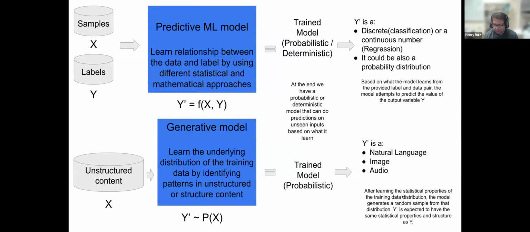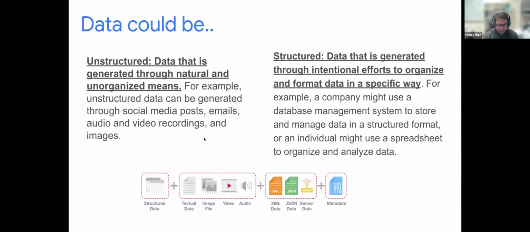So after learning the statistical properties of the training data distribution, the model generates a random sample from that distribution. However, Y, which is the new image or the new token that I am generating, is expected to have the same statistical properties and structure as the training set.